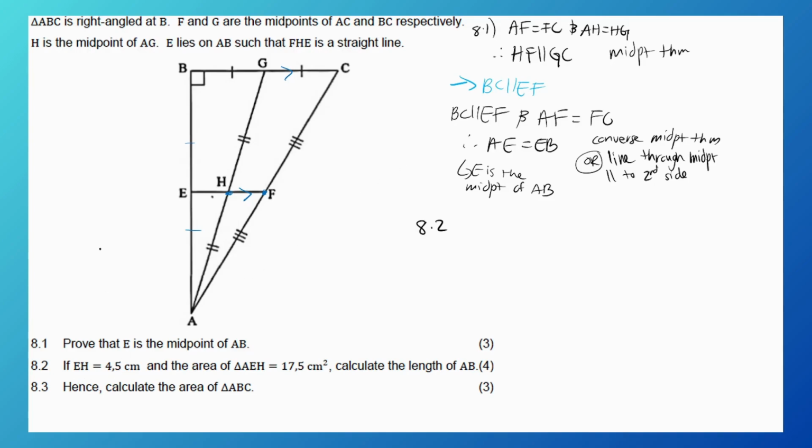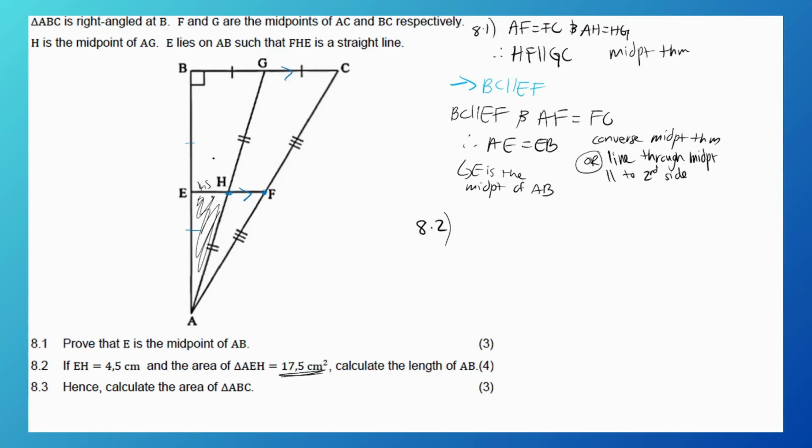Now they are telling you that EH is 4,5 centimeters, and the area of AEH, this area over here, is that. Calculate the length of AB. AB is not a side of this triangle, but AB is actually made up of two equal sides, and that's AE. So if you can find AE and double it, then you'll have AB. So let's go write it down.